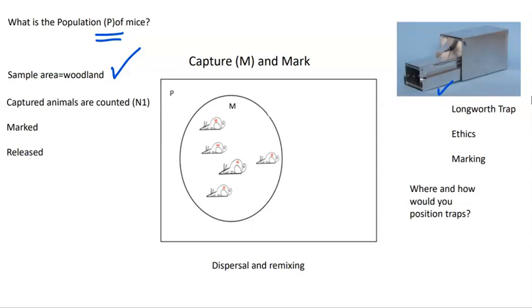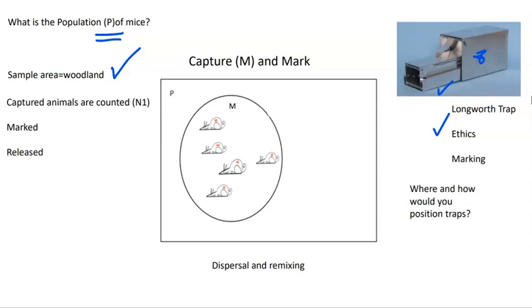And already we're getting into ethical issues here, because small animals have very high metabolic rates. And if you were to leave something like a wood mouse in a Longworth trap for particularly long, its metabolic rate would mean that it would probably die after a 24-hour period. And so you must return to the traps within time.